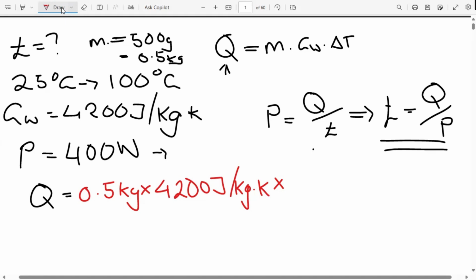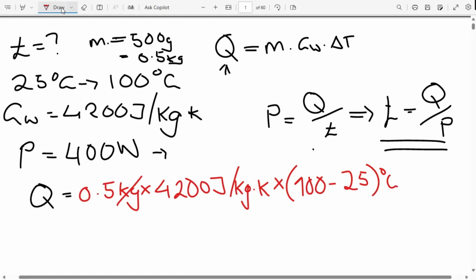Our given temperatures are in degrees Celsius, but our specific capacity contains a unit of Kelvin. What you have to understand is that when there's a change in temperature between the two scales, the degree Celsius and the Kelvin, the change is the same. There's no difference. So we can still use degrees Celsius and get the correct answer. The difference in temperature will be the final temperature, 100, minus the initial temperature, 25, in degrees Celsius.